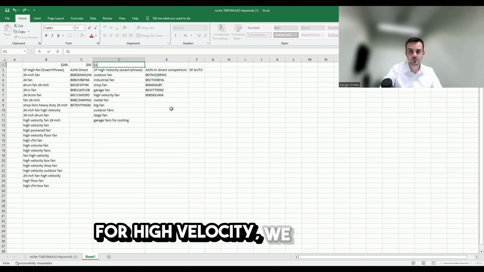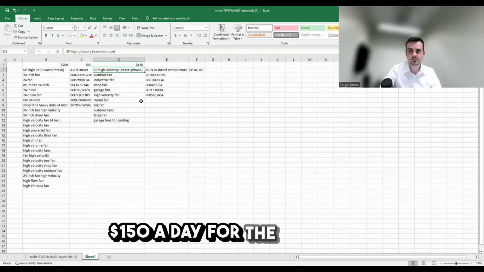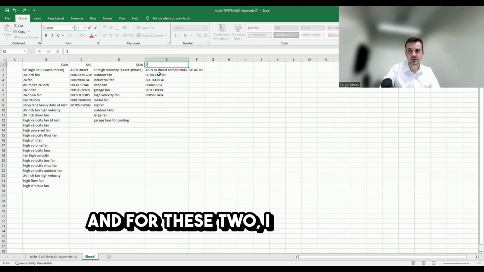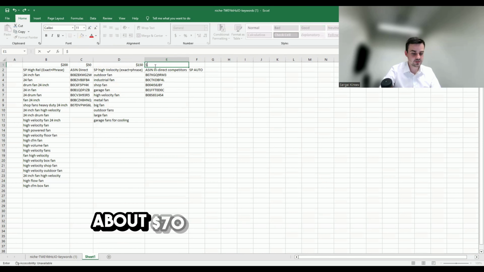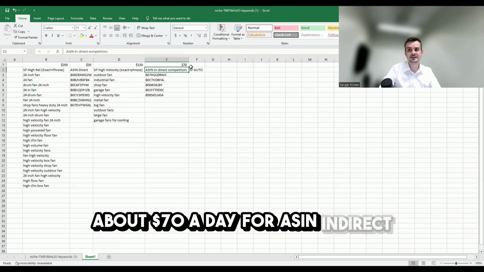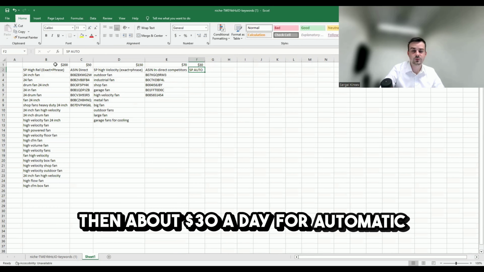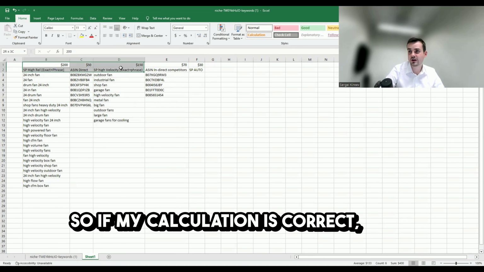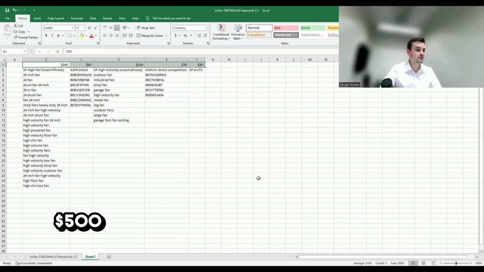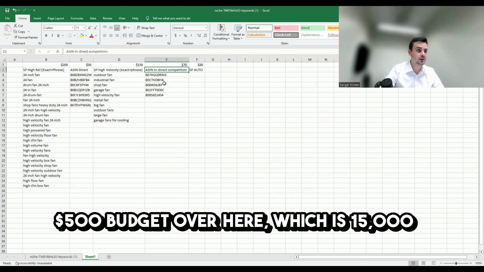For high velocity, we will spend $150 a day for the beginning. For these two, I think we will allocate about $70 a day for ASIN indirect competitors, and then about $30 a day for automatic campaigns. So if my calculation is correct, we'll have exactly $500 budget over here, which is $15,000 a month.